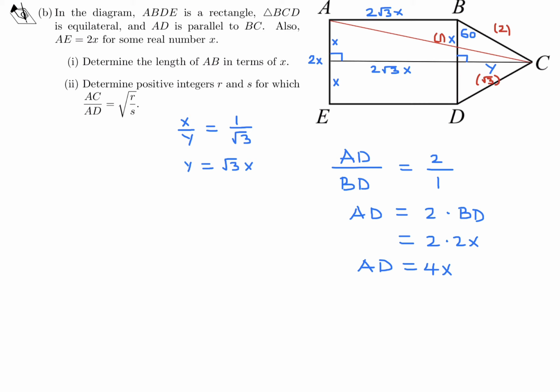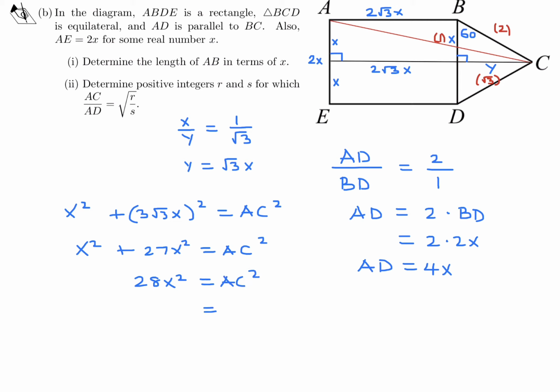So there we go. We've got this triangle now. I can use Pythagoras. This squared is x squared. This whole thing is 2 root 3x plus y, but y is root 3x, so that's 3 root 3x. So plus 3 root 3x squared is my AC squared. So x squared plus 9 times 3, 27x squared is equal to AC squared. That's 28x squared is equal to AC squared. And therefore root 28x is equal to AC. Okay, so I've got everything to get this.